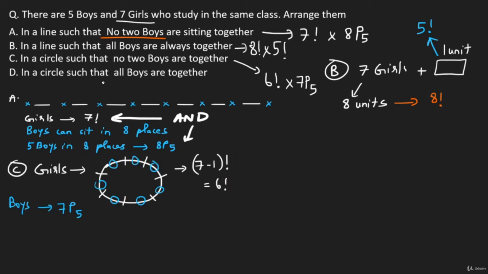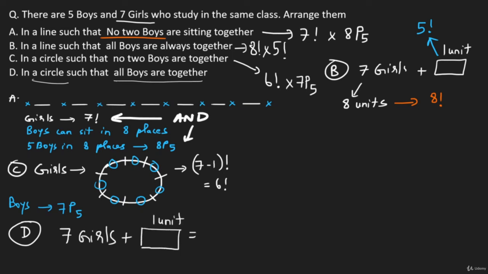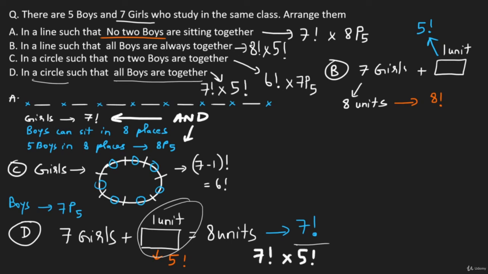We need to arrange the boys and girls in a circle such that all the boys are together. Alright. Over here we have 7 girls and we have 1 unit which is comprised of 5 boys. So we have a total of 8 units, and these 8 units can be arranged around a circle in 8 minus 1 factorial ways, which is equal to 7 factorial. Alright, now in each of these 7 factorial arrangements, this 1 unit can be arranged in 5 factorial ways among themselves, right? Therefore, the answer to this question is 7 factorial into 5 factorial.